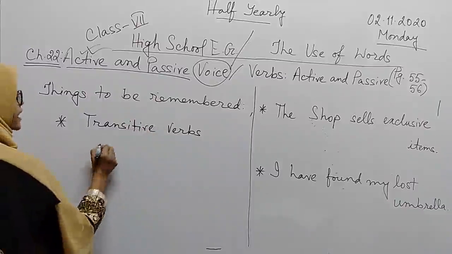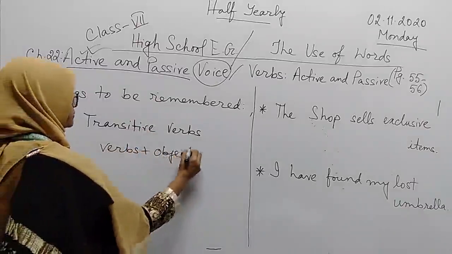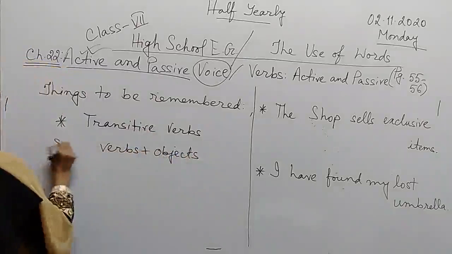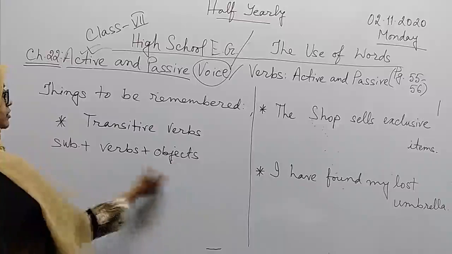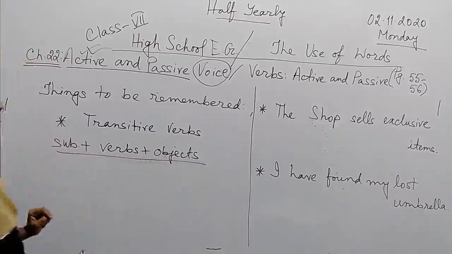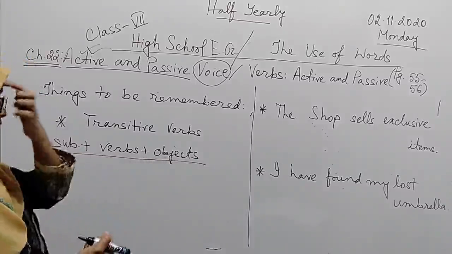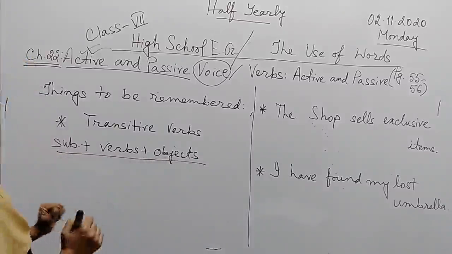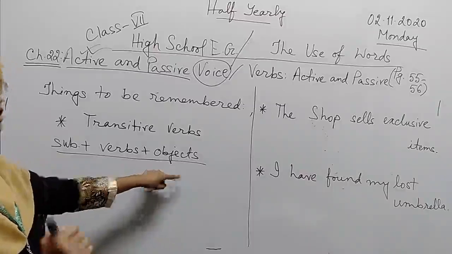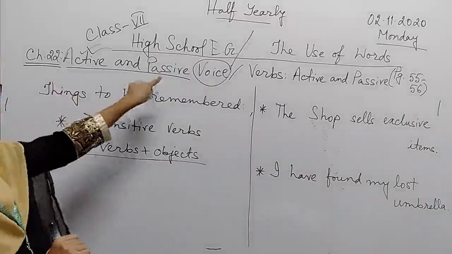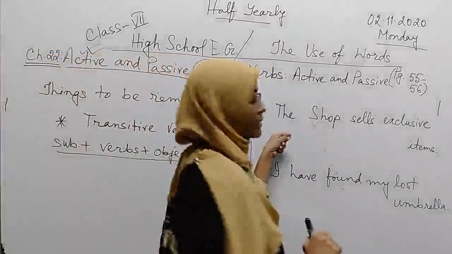Because transitive verbs have verbs plus objects. This is the structure of transitive verbs used in a sentence. We are talking about changing sentences. So the sentences that are formed in this way, only those can be changed from active into passive or from passive into active. Now let us come to some examples.